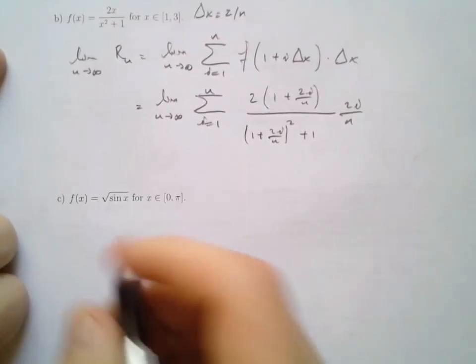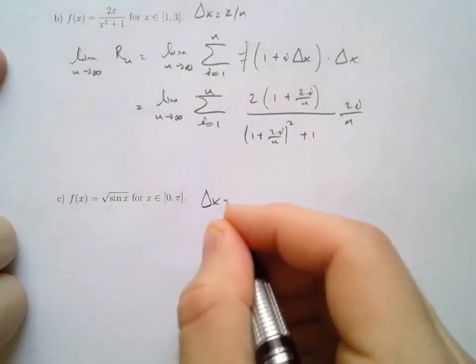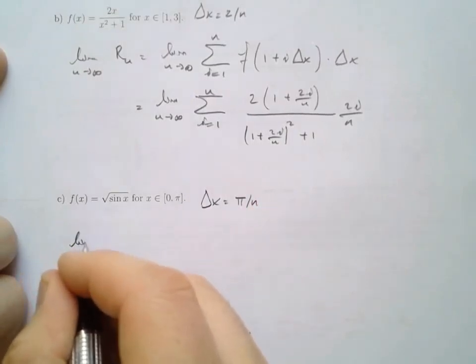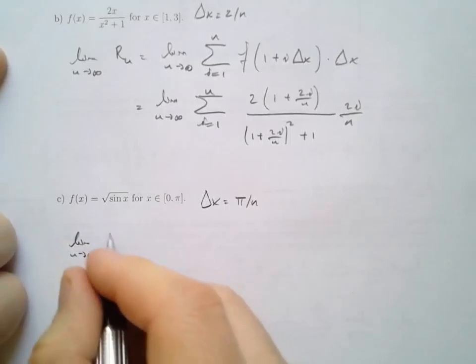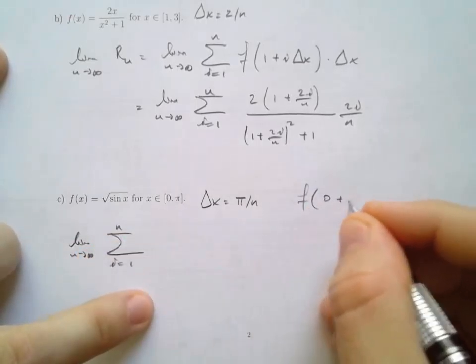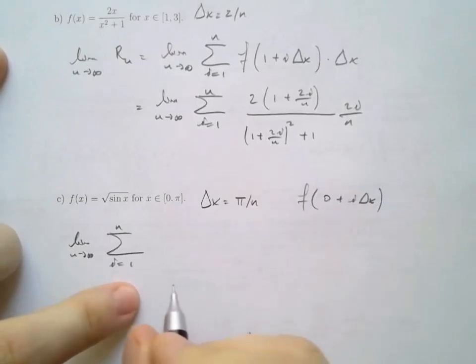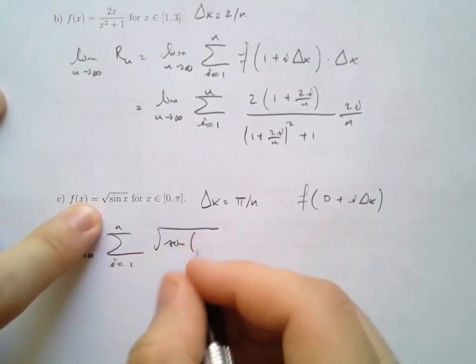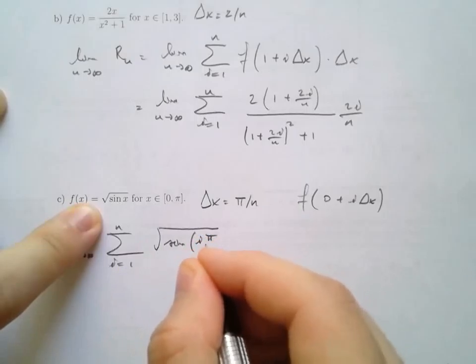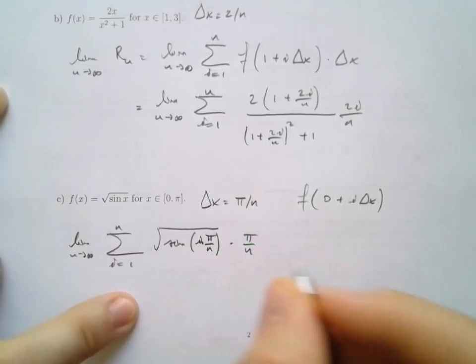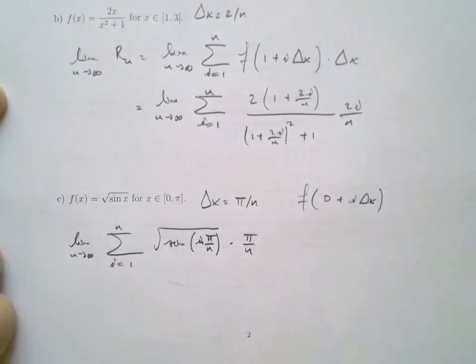Lastly, for f of x equals sine of x from 0 to pi, the delta x is going to be pi over n, and so my area is the limit as n goes to infinity of the sum, i goes from 1 to n, of f of 0 plus i delta x. That's going to be the height, so I have square root of sine of i times pi over n, and times just pi over n for the delta x. Another one of those limits that you just can't evaluate, but that's what the area would be under the curve.